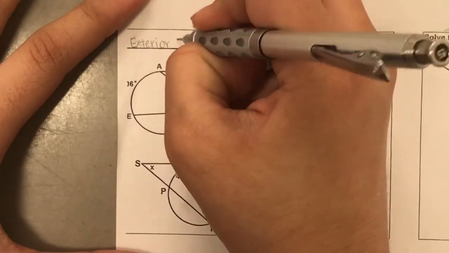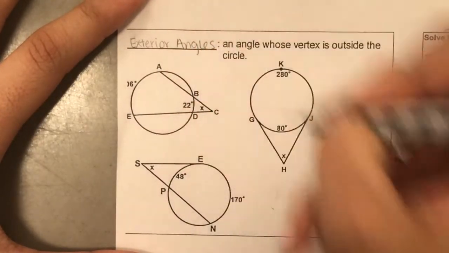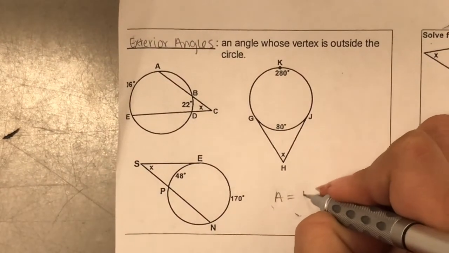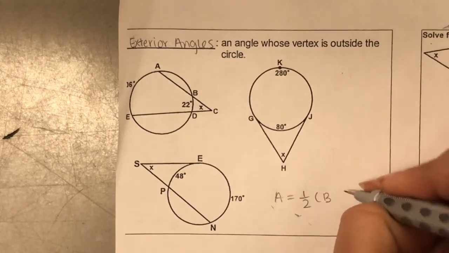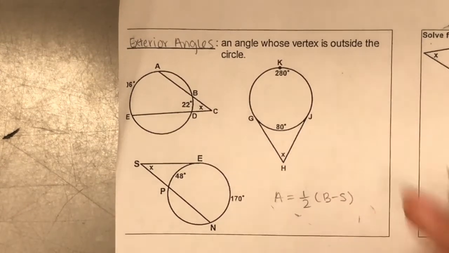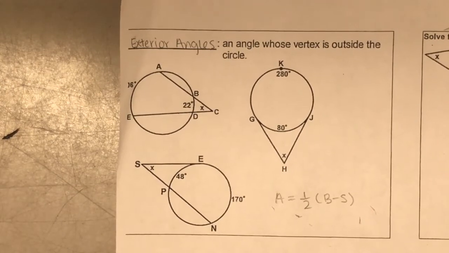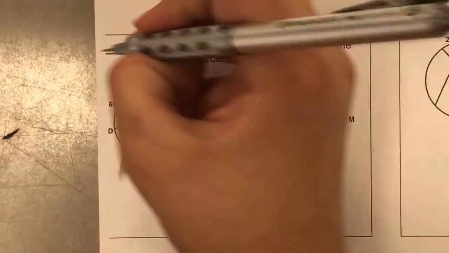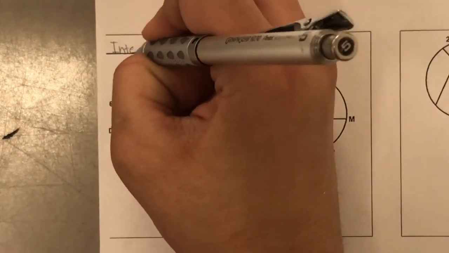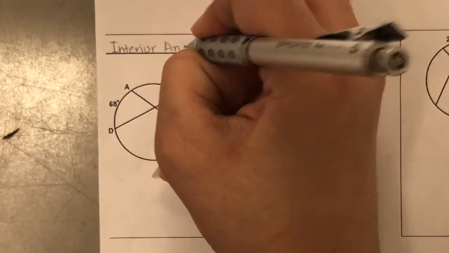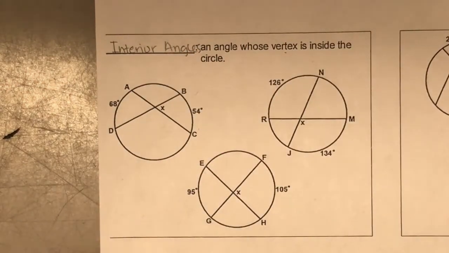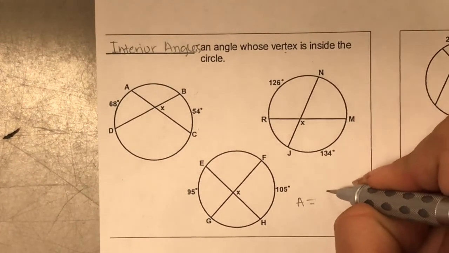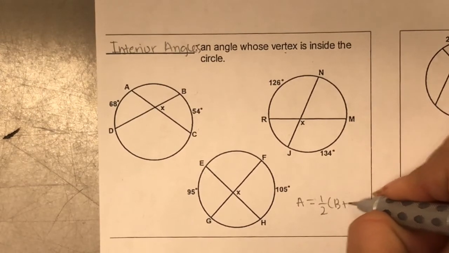An angle whose vertex is outside the circle is called an exterior angle. And the formula for an exterior angle is A equals 1/2 times big arc minus small arc. An interior angle is an angle whose vertex is inside the circle. And the formula for it is angle equals 1/2 times big arc plus small arc.